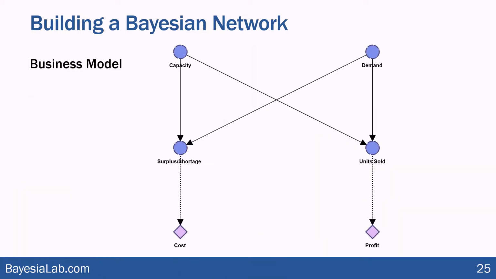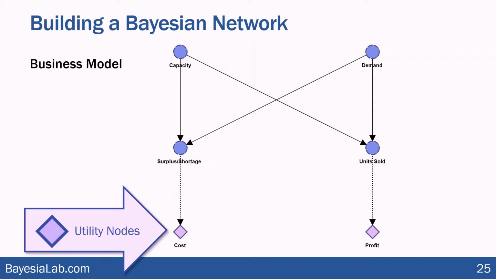And now, of course, we need to assign a cost. And in BayesiaLab, we have the concept of utility nodes that allow us to assign specific values that are associated with states of nodes. And perhaps if we have one seat too many, that has a different cost than being one seat short, and so on. Now we can do the same thing for the units sold, how much profit or revenue we generate.